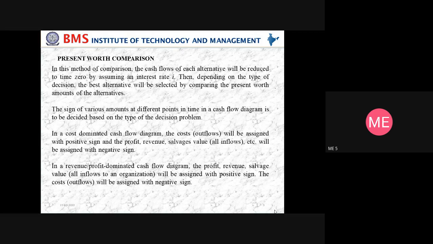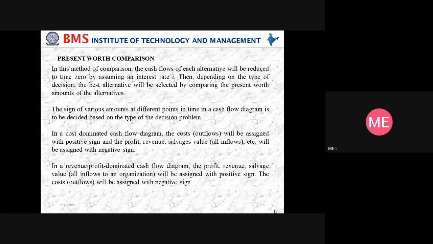Similarly, if you are looking at revenue, then the alternative which gives the maximum present worth will be taken as the best alternative. So, depending on the type of decision, that is maximizing the profit or minimizing the cost, the best alternative will be selected by comparing the present worth of the different alternatives. That is the present worth comparison. For all the cash flows in any alternative, we calculate the present worth amount. The sign of the various amounts at different points in time in a cash flow diagram is to be decided based on the type of the decision problem. So that sign also varies.